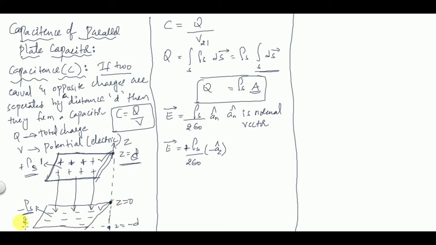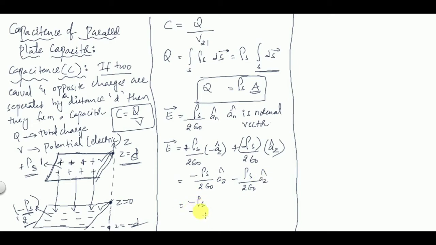And for the second parallel plate capacitor, what is the formula? Rho S by... here it is minus rho S, because the surface charge density is minus rho S. So minus rho S by 2 epsilon naught into AZ cap, because this plane is the Z equals minus D plane, so its normal is positive, so it is AZ cap. So it will be minus rho S by 2 epsilon naught into AZ cap minus rho S by 2 epsilon naught into AZ cap. So it becomes minus rho S by epsilon naught into AZ cap. So this is your E bar.